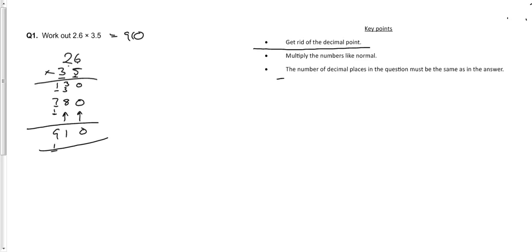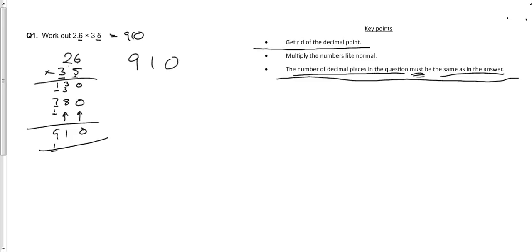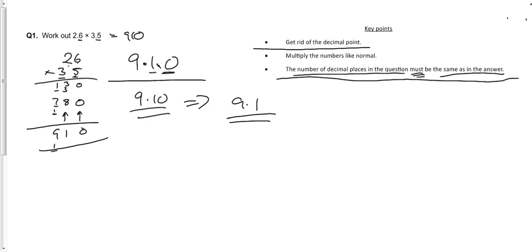Now, if we have a look at this third point here, it says the number of decimal places in the question must be the same as in the answer. So in the question, there's 1 decimal place here, and 1 decimal place there. So that's 2 decimal places in total, which means in the answer, we need to have 2 decimal places. So we need to write 910, but with 2 decimal places. If we put the decimal point there, that's only 1 decimal place. However, if we put it here, that's 2 decimal places. So the answer is going to be 9.10, or as some people say, 9.10. You can also write that as 9.1, but unless it states otherwise, you don't need to correct it.